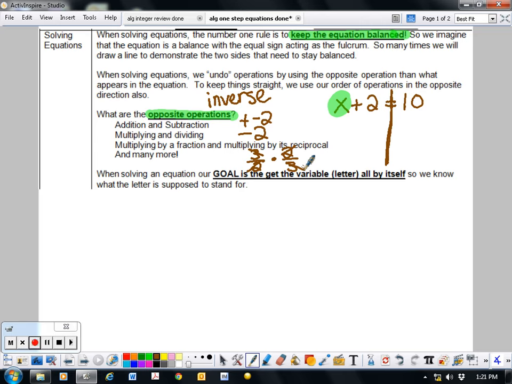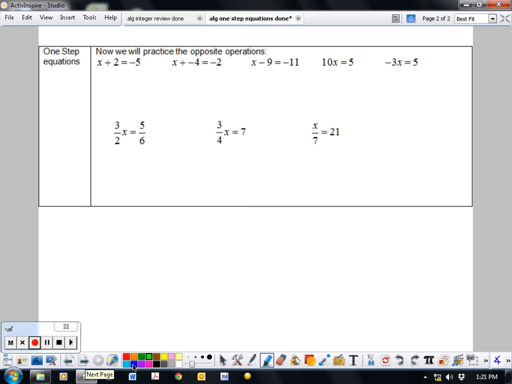And then we'll have a lot more stuff. We'll start working with the power of 2 and the square root, and other things like that that help undo things and help us solve equations, because the more complex you get, the more complex your operations are. So when we start working into electricity and technology, you get more complex operations, so there's more complex inverses. But again, our whole idea is get the variable by itself so we know what that letter is supposed to stand for.